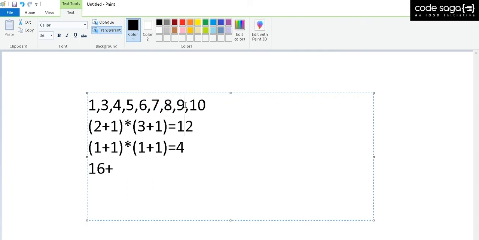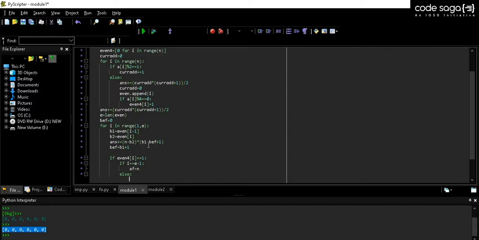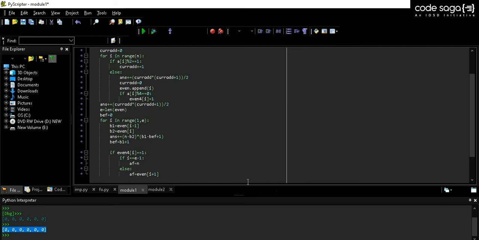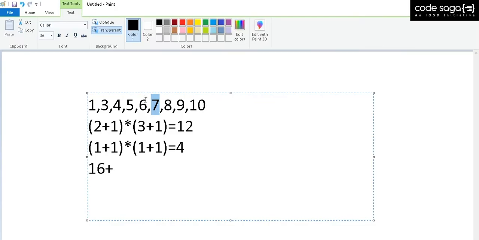So if it is a multiple of 4, we'll take this range which will have the even number, and all we have to do is see the number of elements after it till the next even number, and the number of elements before it till the previous even number. Now if it is last, there will be no next even number, so we'll take it till n, else we will have af equal to even[i plus 1], that is the next even element.